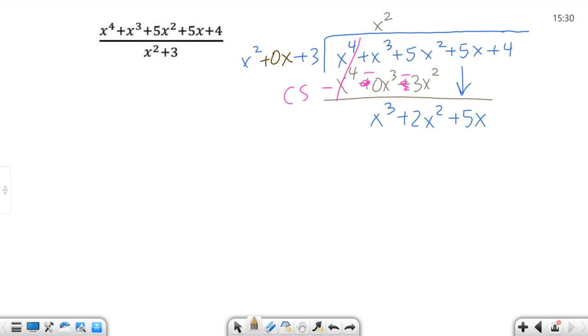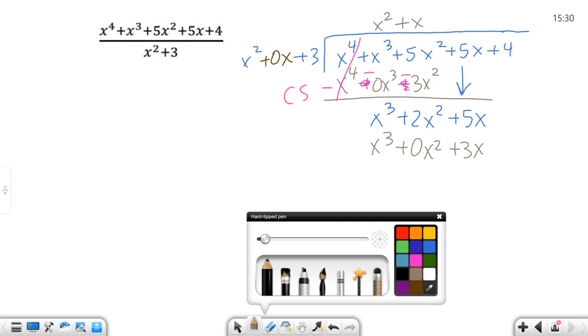So then I look at this and go, what do I multiply by x squared to get x cubed? Just good old x. So plus x. Then I multiply x times x squared and get what? X to the 3rd. X times 0x is 0x squared. And then x times 3 is plus 3x.